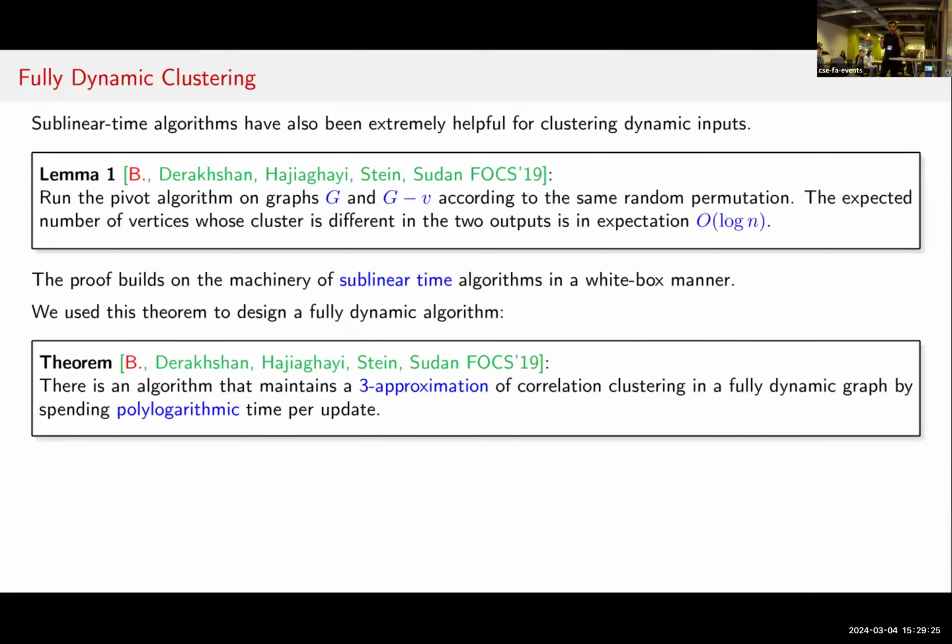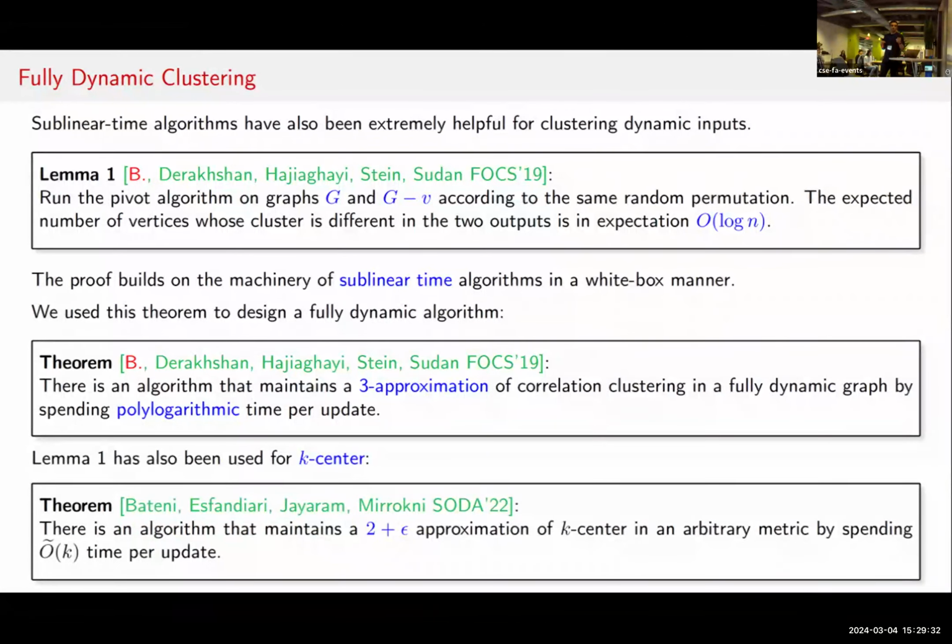And I also want to end with saying that beyond correlation clustering, this lemma 1 has also been used for K-center by a recent work of Botany, Esfandiari, Jairam, and New York in Soheil 22. They showed that there's an algorithm maintaining a 2 plus epsilon approximation of K-center by spending over K time per update. And this is, in a sense, optimal, but K is needed for an update.